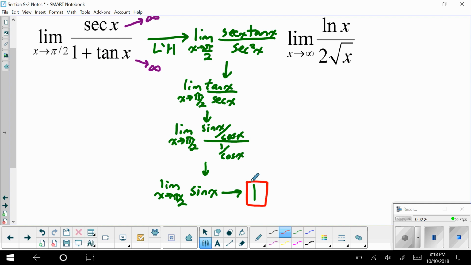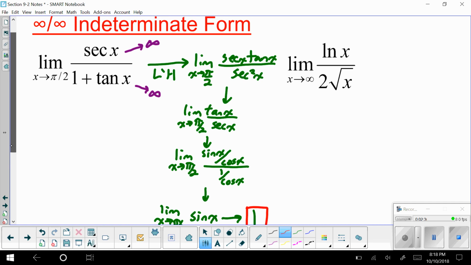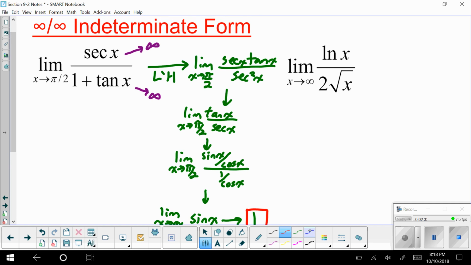Aren't you glad we didn't have to try to do this with more algebraic simplification and the properties of trigonometry? If I look at my next example here, the limit as x approaches infinity of the natural log of x over 2 times square root of x. We can't actually plug in infinity, so when I talk about doing substitution here, it's the idea of plugging in ever larger numbers.